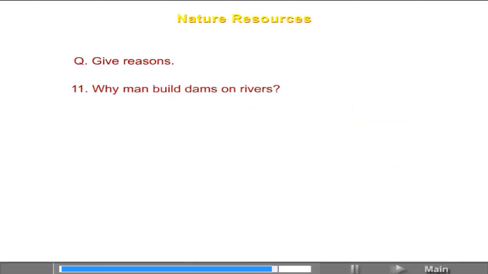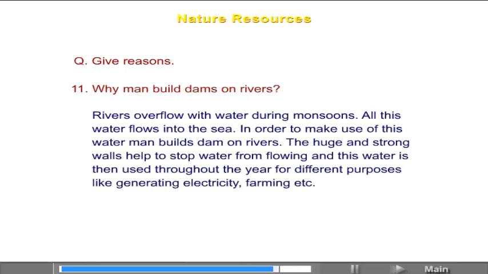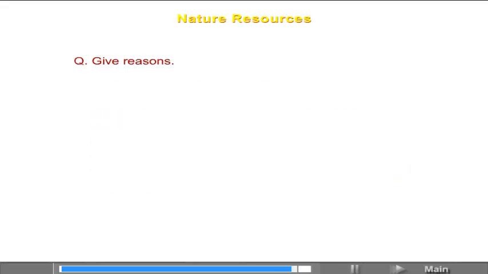Why does man build dams on rivers? Rivers overflow with water during monsoons. All this water flows into the sea. In order to make use of this water, man builds dams on rivers. The huge and strong walls help to stop water from flowing, and this water is then used throughout the year for different purposes like generating electricity, farming, etc.